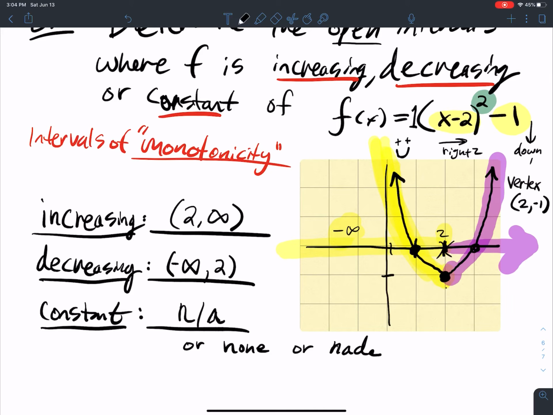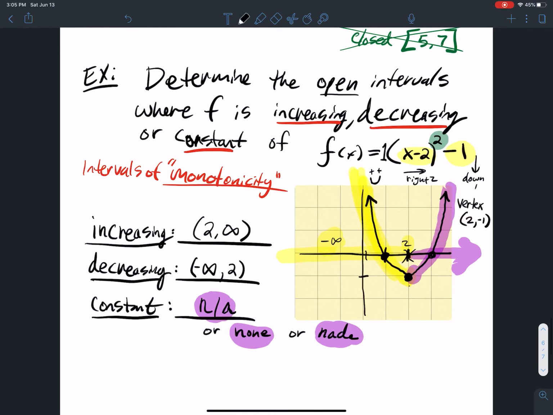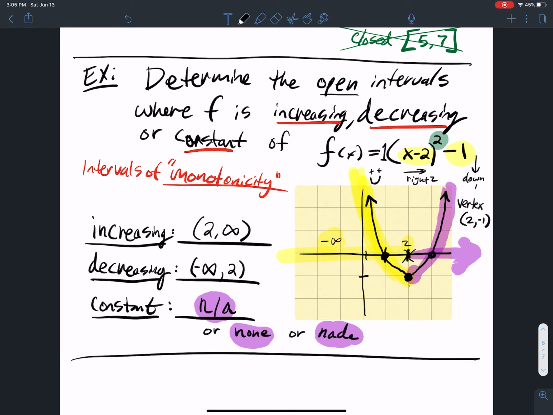Don't leave it blank, because then I'm just going to assume you didn't know what to do. So put one of these answers there: not applicable, none, there is none, no constant part, whatever. But tell me, okay? Don't just leave it blank. That's not good enough. All right.